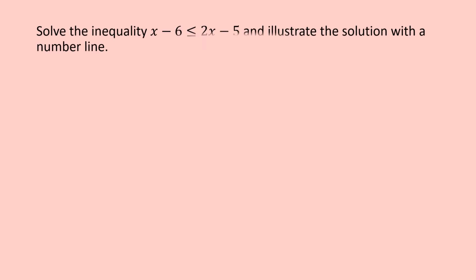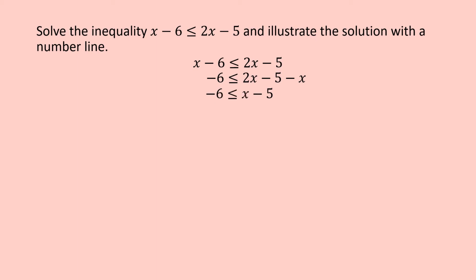We'll see this example too. Solve the inequality x minus 6 is less than or equal to 2x minus 5 and illustrate the solution with a diagram or a number line. So the solution is like this. First, you have to subtract x from both sides.